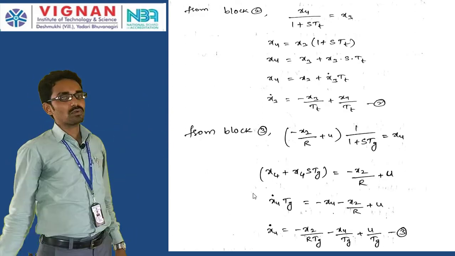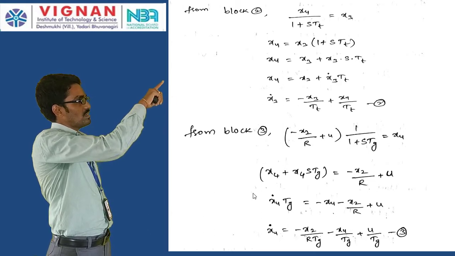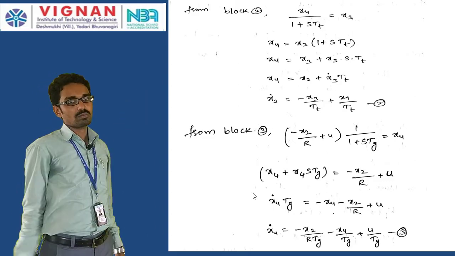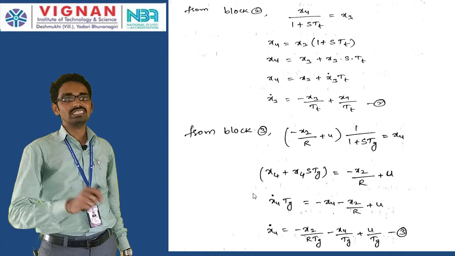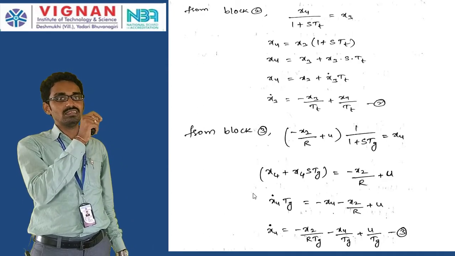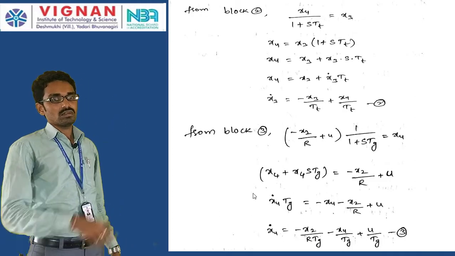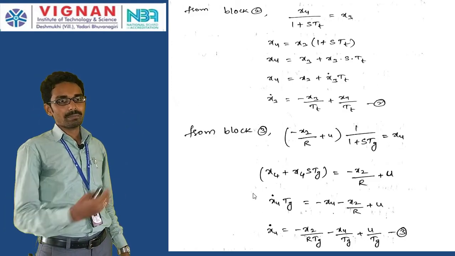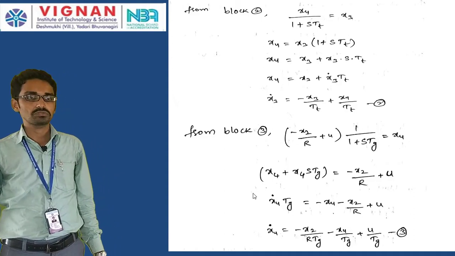So if you write x4 is equal to what? x3 into 1 plus STt, bring it to the right-hand side, then x3 into 1 plus STt. If you rearrange those terms, then again you have x3 into s into Tt, that is nothing but x3 dot Tt, as in the case of x2 dot Tp. So we have considered the same thing here. If I write the equation for x3 dot from that, minus x3 by Tt plus x4 by Tt, you are going to get. Let us consider that as equation 2.